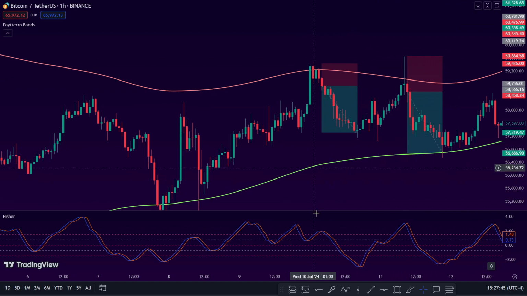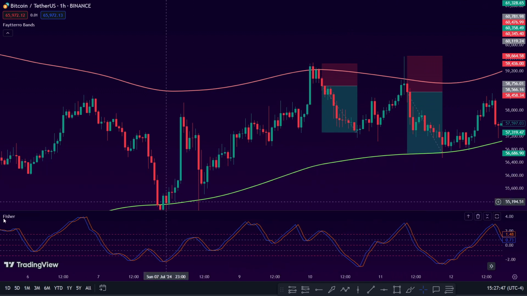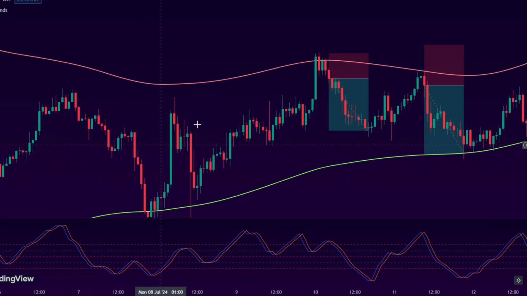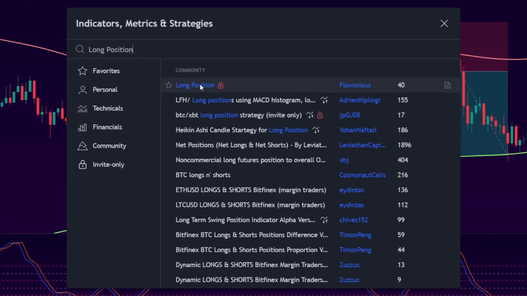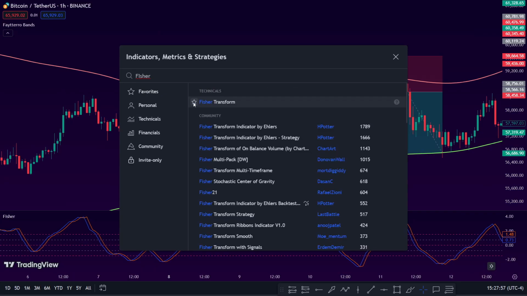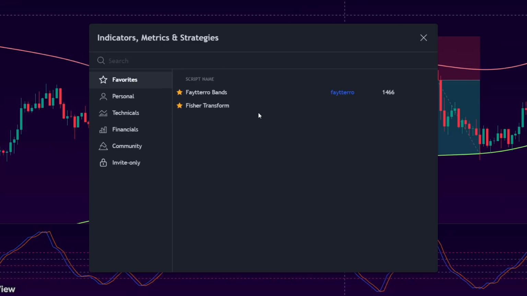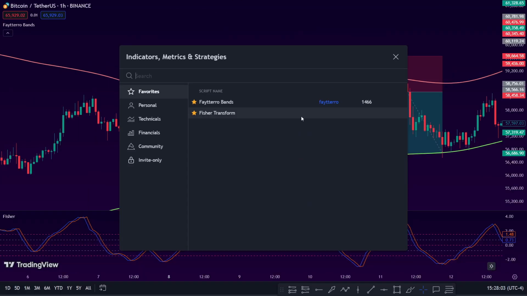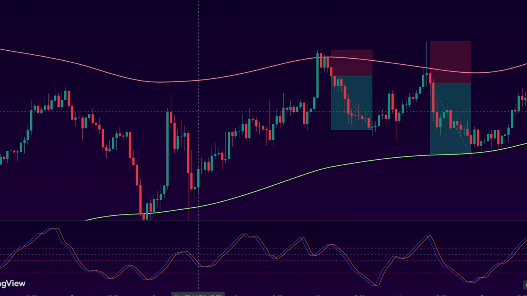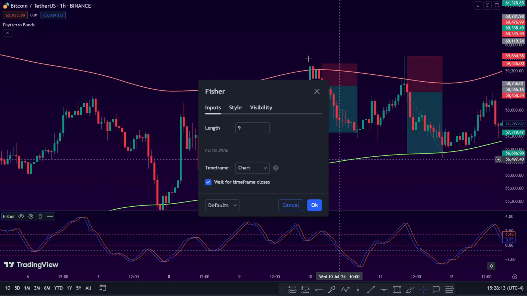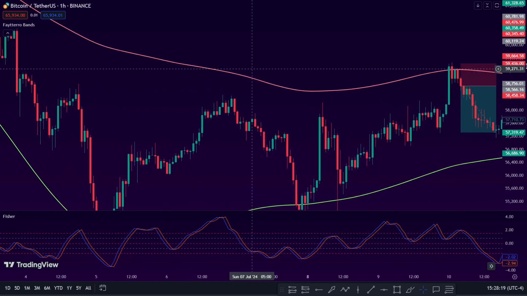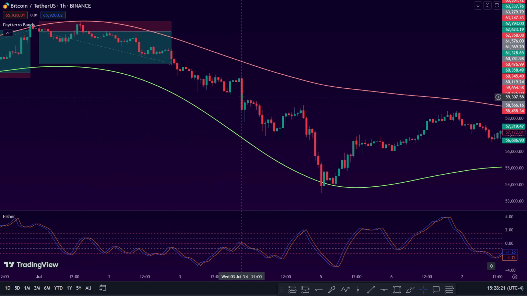And also we need the confirmation indicator. To add this confirmation indicator, we go to the indicators tab and write Fisher Transform indicator. The indicators that we use in this strategy are Fayttero Bands and Fisher Transform. We add this indicator to our chart. We don't change the settings. So how do we use this strategy with these two indicators?